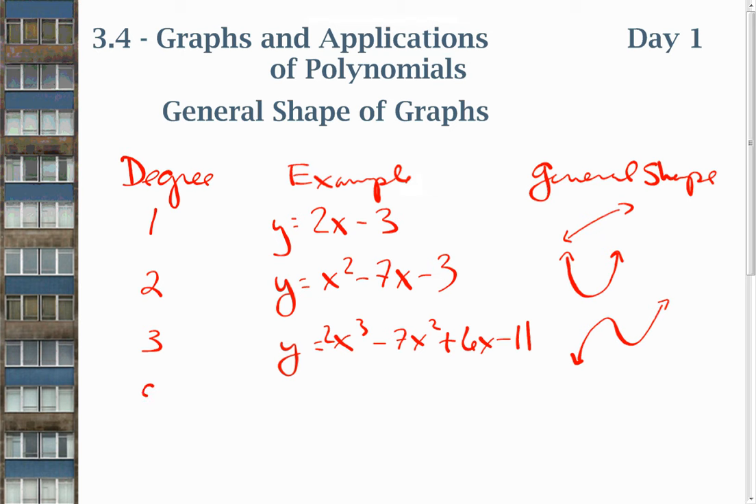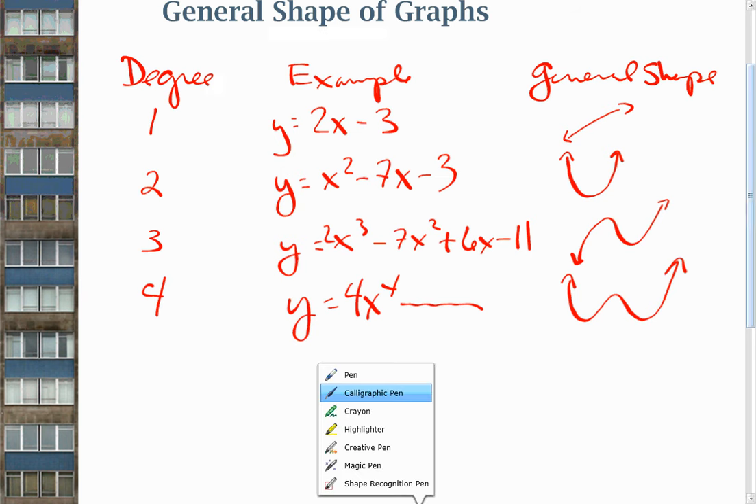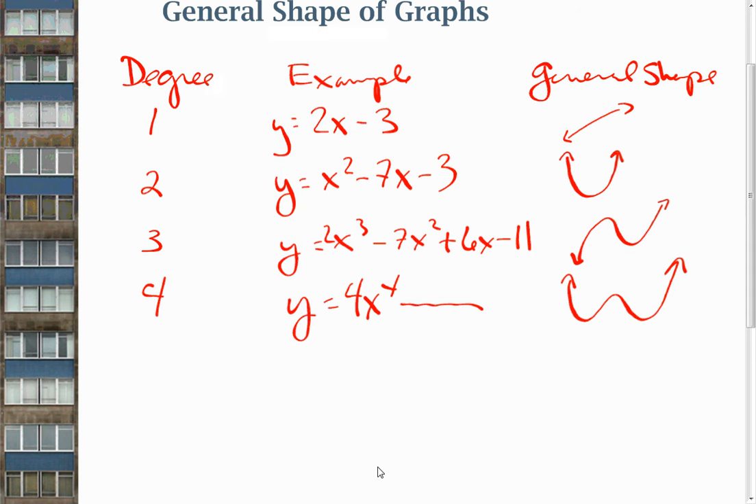So like fourth degree, 4x to the fourth plus other stuff, you're going to get something that looks like that. And in actuality, with a couple of exceptions, the degree will tell you how many different directions you're going. So here, if I were to draw this, I'm going down 1, up 2, down 3, up 4. And that would give you the 4 different directions.